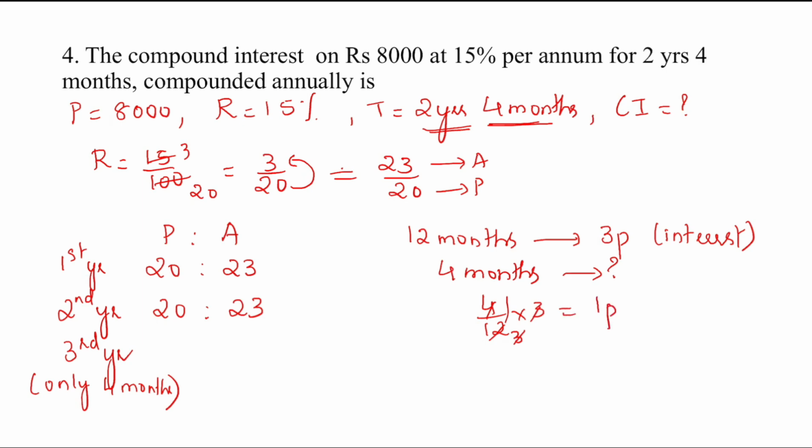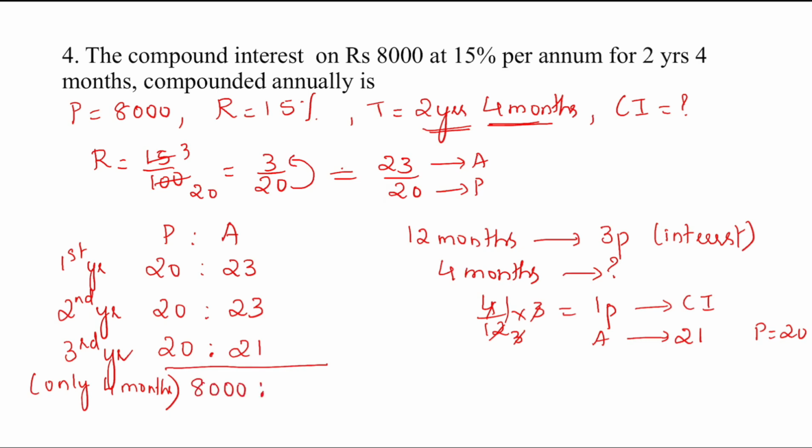Since the interest is 1 part, then the amount will be how much? Principal we know is 20 parts. Then the amount will be 20 plus 1, 21 parts. So we know that for the third year, if 20 is the principal, then the amount will be 21 parts, because it is only for 4 months. Now multiply all these things. So total principal is how much? 20 cubed is 8,000.